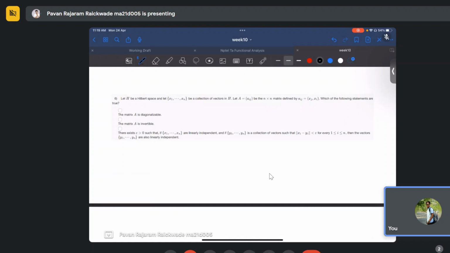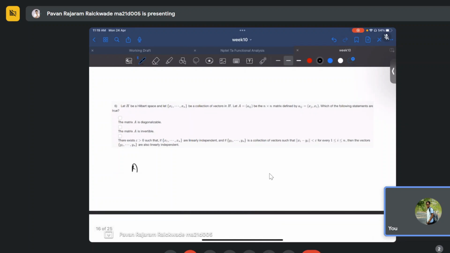Question number 6. Let H be a Hilbert space and let x1 through xn be a collection of vectors in H. A is the matrix defined like this. Is the matrix A diagonalizable? Okay, let's see. How is A defined? Each entry is: the first row is inner product of x1 with x1, then inner product of x2 with x1, and so on, inner product of xn with x1, and it goes like inner product of x1 with xn.